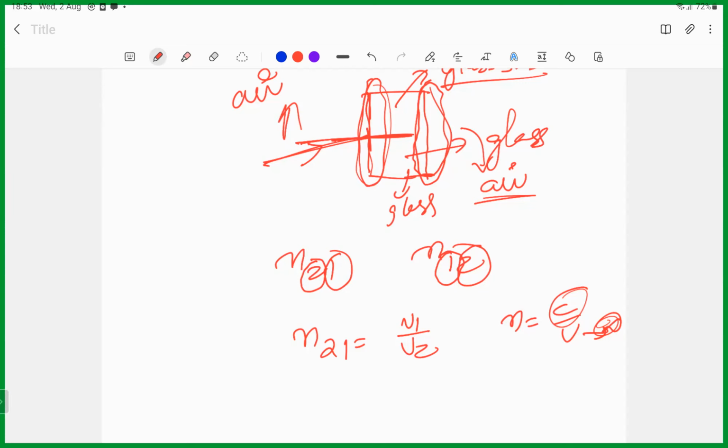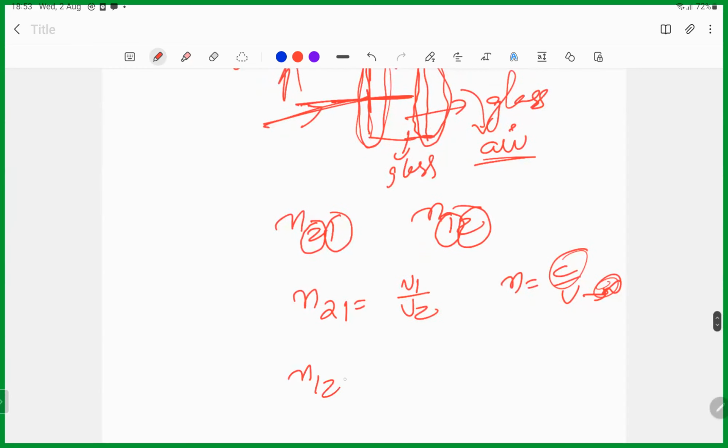So the refractive index of medium 1 with respect to medium 2 will be v2 by v1. If medium 1 is vacuum or air, then the refractive index of medium 2 is considered with respect to vacuum. This is called the absolute refractive index of the medium, when medium 1 is vacuum or air.